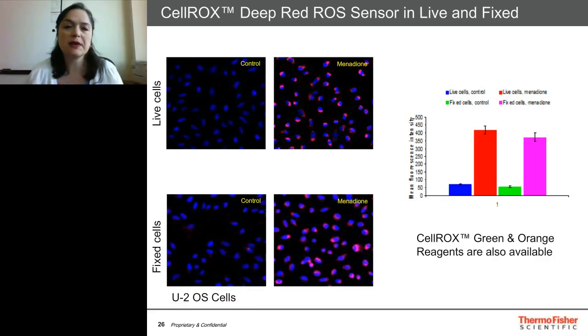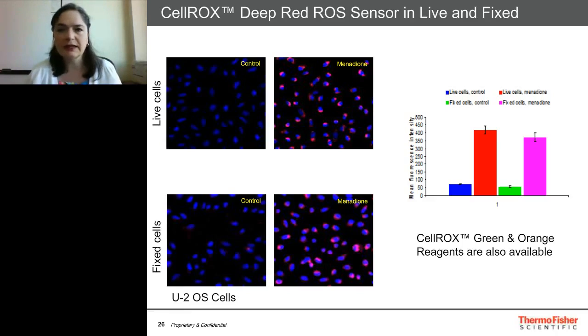And what you see in the bottom panel is that that signal is retained if you want to fix your cells afterwards, which makes it convenient to do a live cell imaging experiment and then fix it and retain the signal. This is a far red sensor, which is nice when you're working in tissue or other things where the green channel is being used. But they're also available in green and orange wavelengths as well.